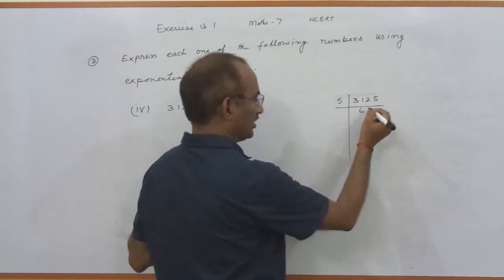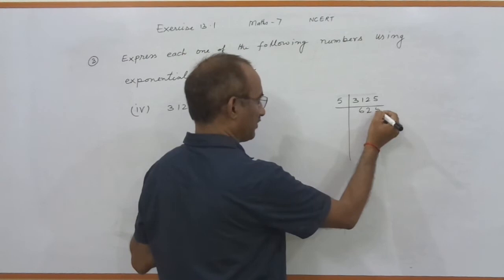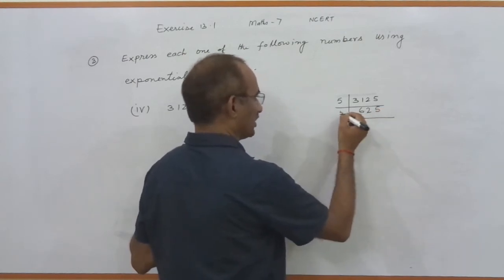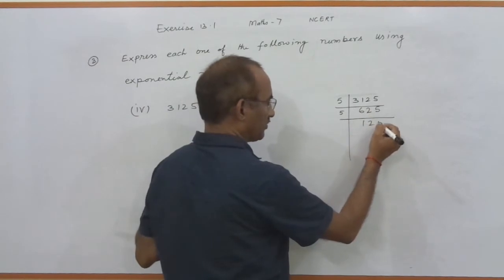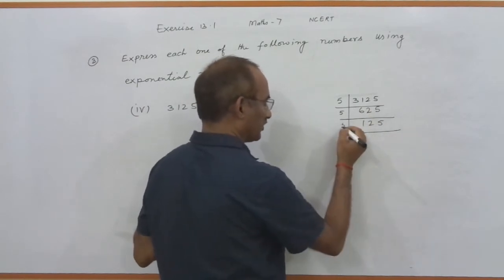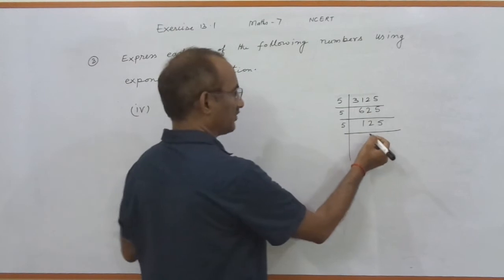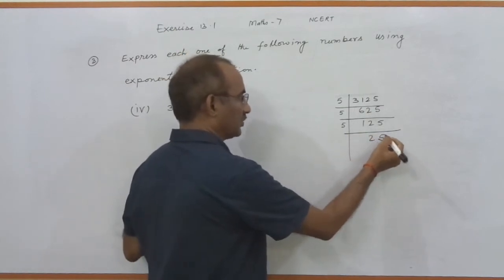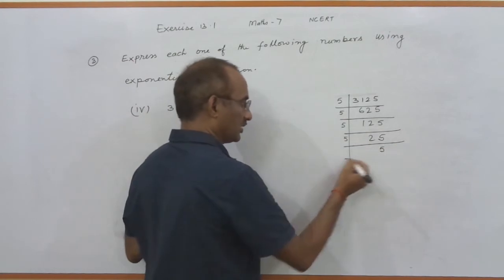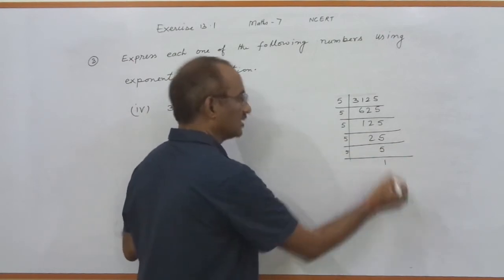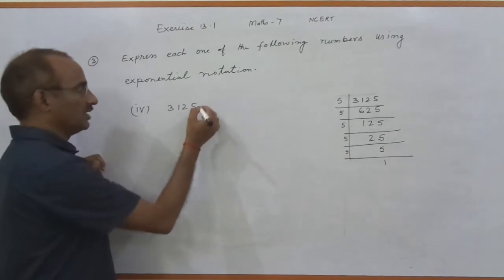5 sixes are 30, 5 twos are 10, 5 fives are 25. 5 ones are 5, 5 twos are 10, 5 fives are 25. Further on dividing by 5 we get 5 twos are 10, 5 fives are 25, 5 fives are 25 and 5 ones are 5.